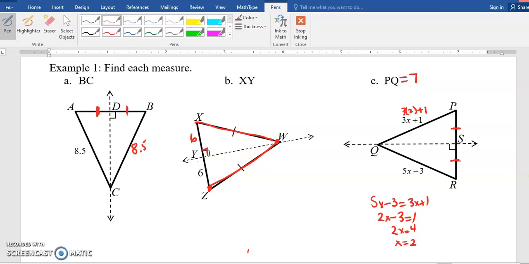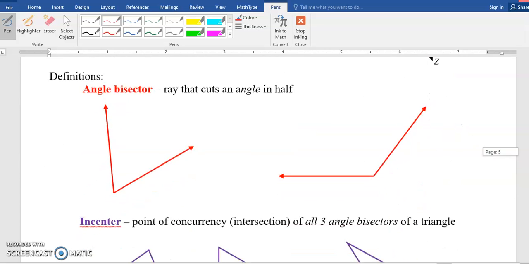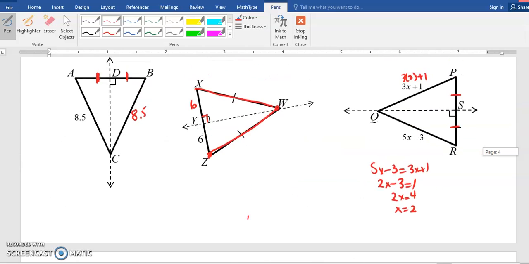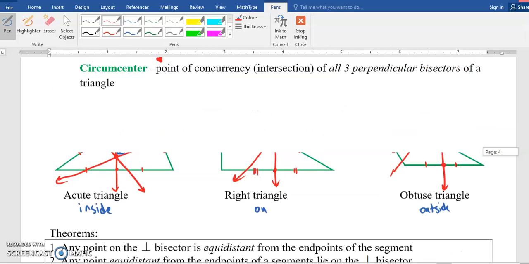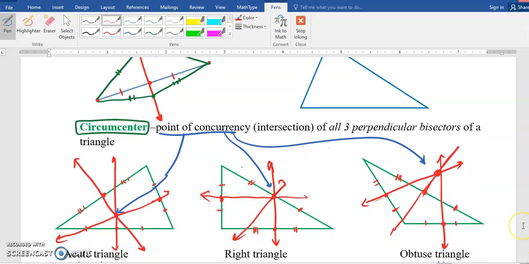Okay, so circumcenters, perpendicular bisectors. Circumcenters are equidistant. So the property here is that it's equidistant from the vertices. So I'm going to use green. The distance from the vertex to the circumcenter, that's the same as that, is the same as that.